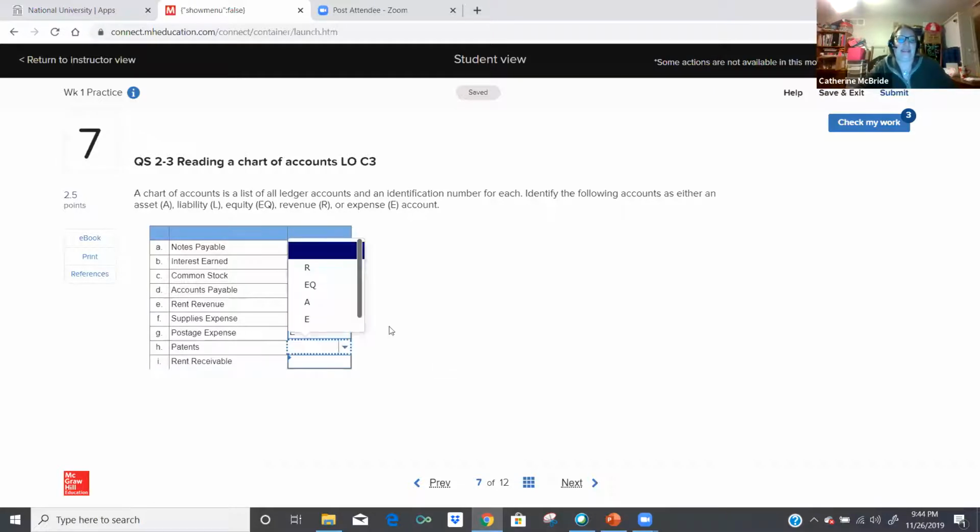Patents. Mark, you're right. That's good. Patents are an asset because it's something that we have a future benefit from. Rent receivable. So we haven't received it yet, but we're going to. It's owed to us. Rent receivable. You're right, Mark. You're good at this. Rent receivable is an asset because there's a future benefit to us.